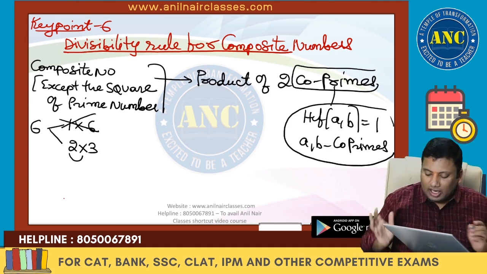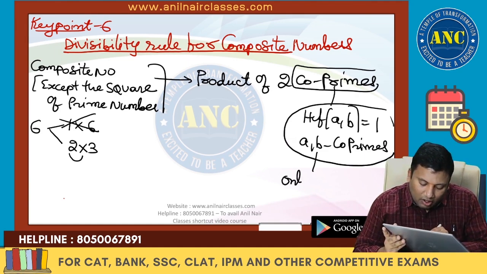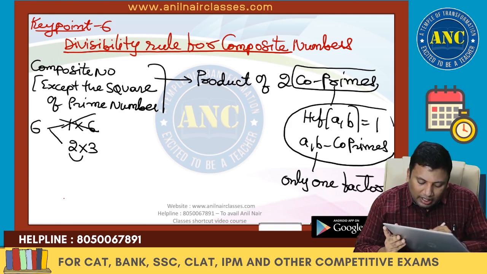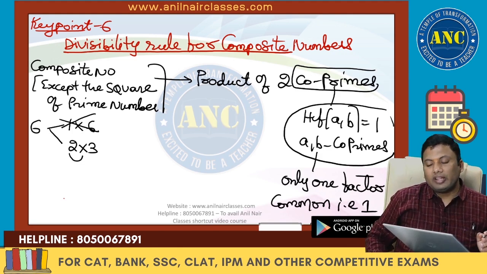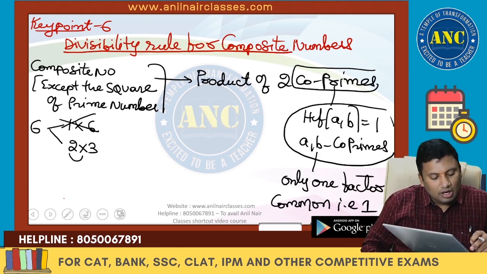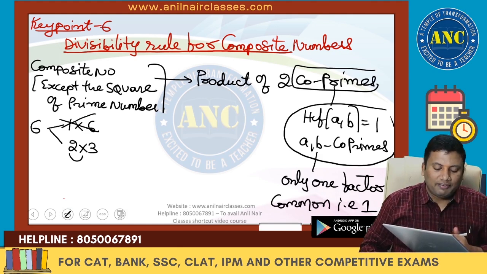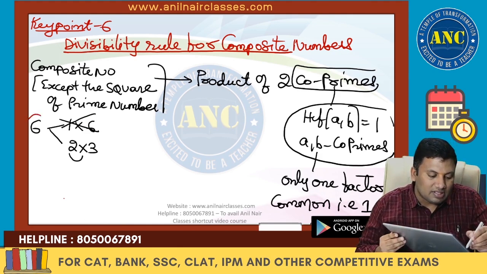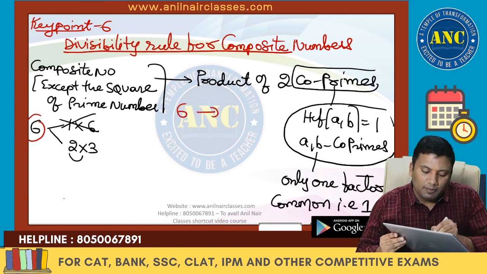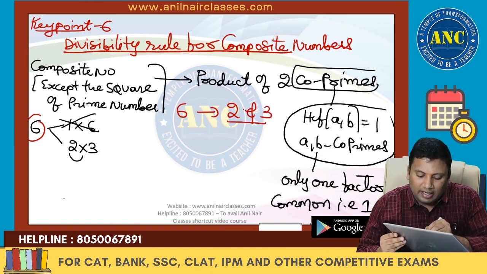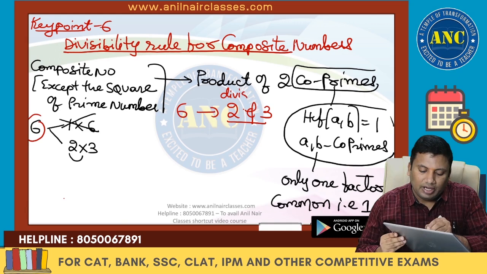2 numbers are said to be coprimes if they have only one factor common, that is 1. 2 and 3 have only one factor common. So what is the divisibility rule for 6? The divisibility rule for 6 is the divisibility rule for 2 and the divisibility rule for 3. 2 and 3 combination will give you 6.